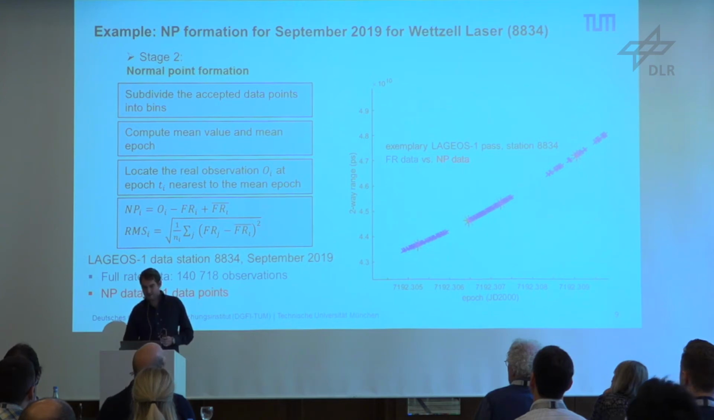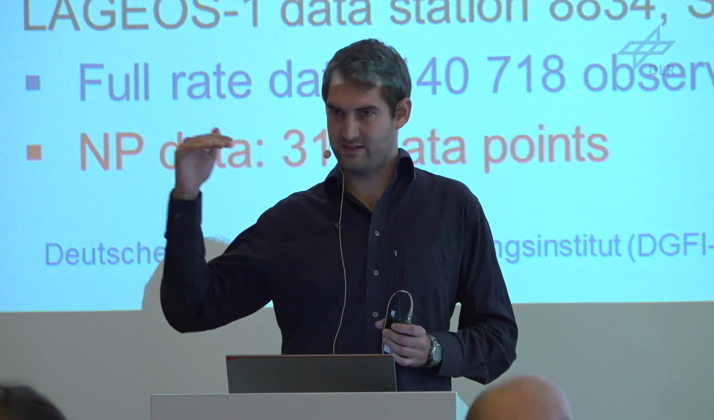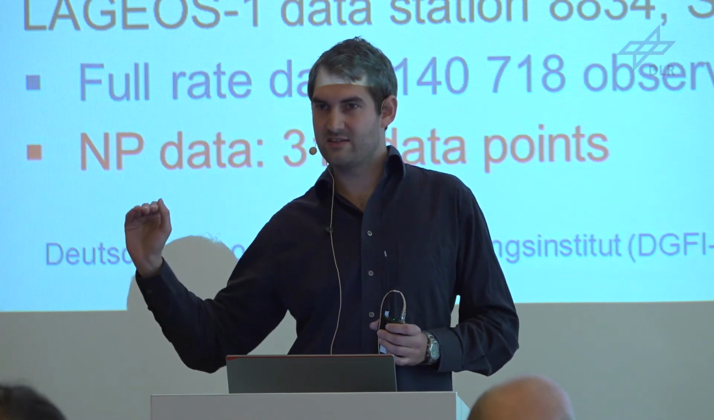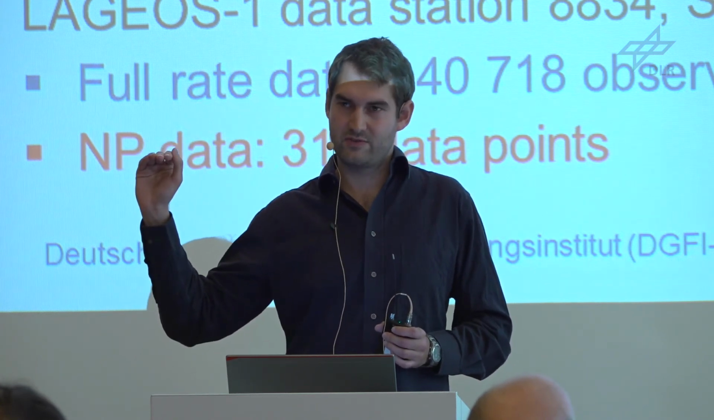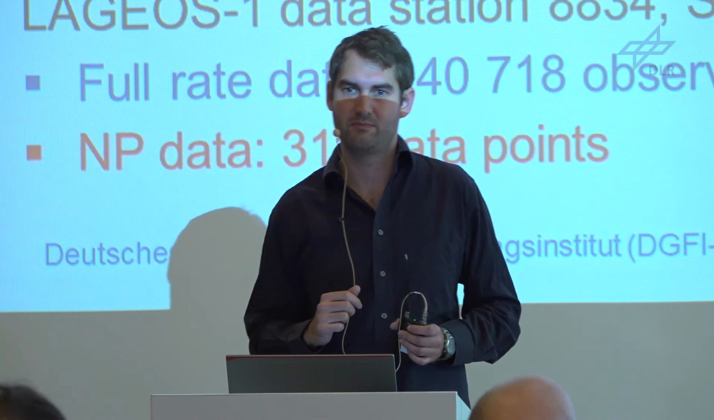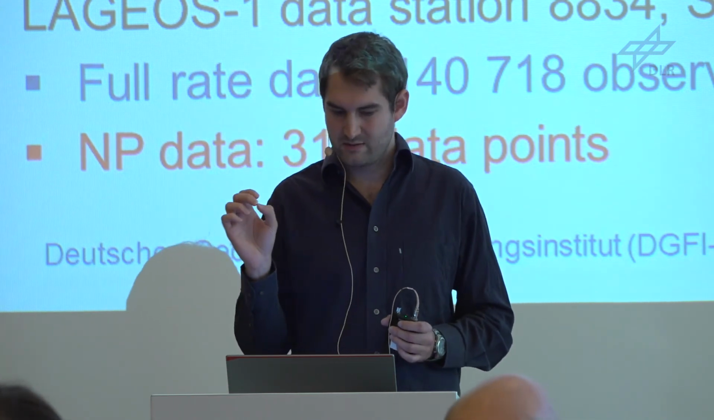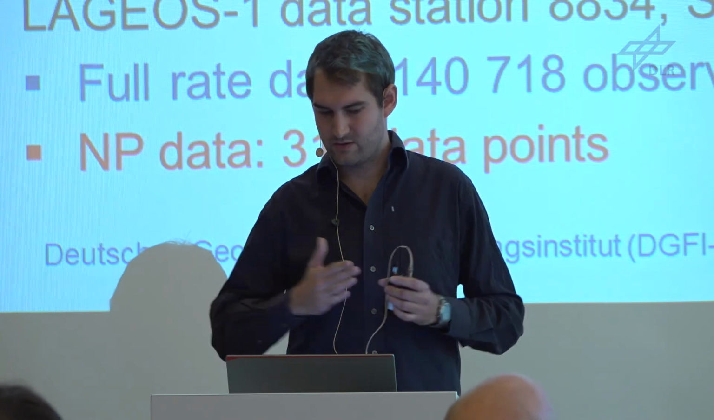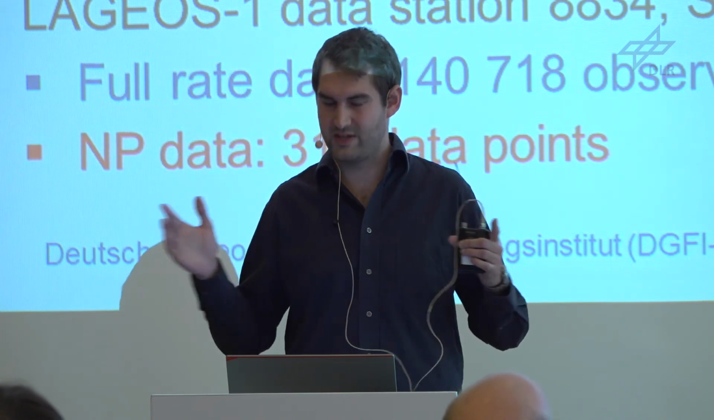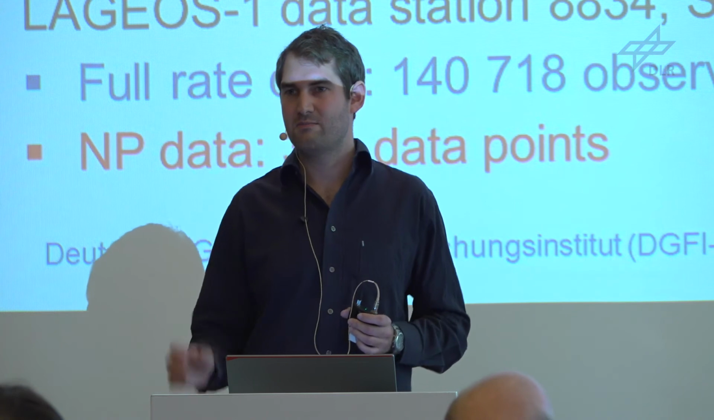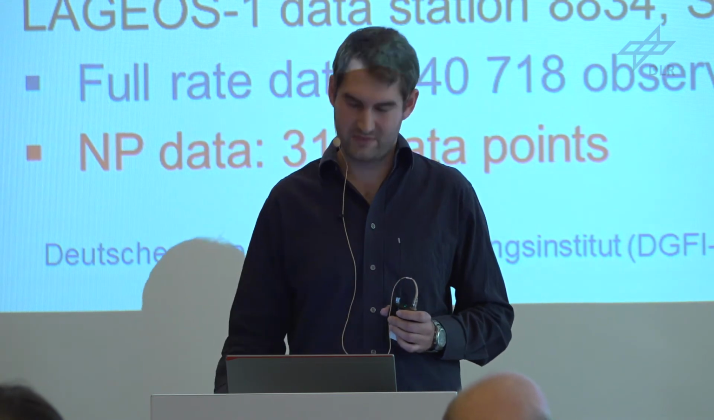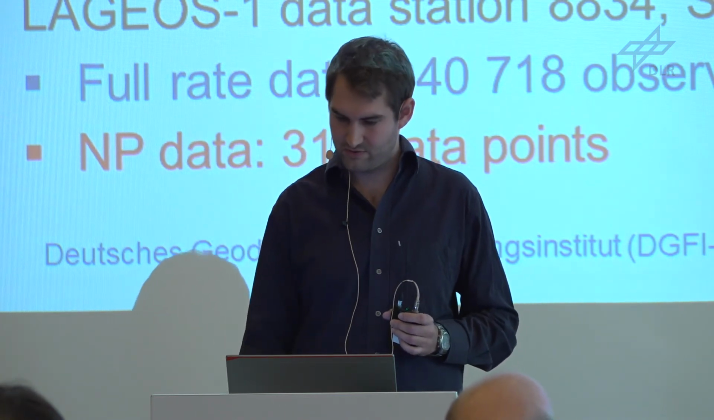And finally, the so-called normal point is calculated by reducing the actual observation at this point by its fit residual and adding the average fit residual from our bin. So we now have a corrected observation containing the information of all the full rate data points within our bin, but at the epoch of an actual observation that has really been performed by the station.